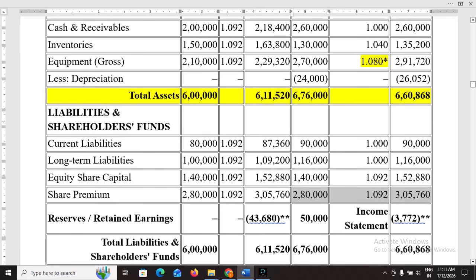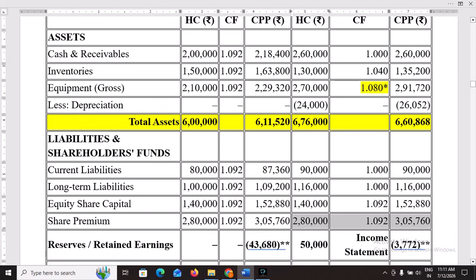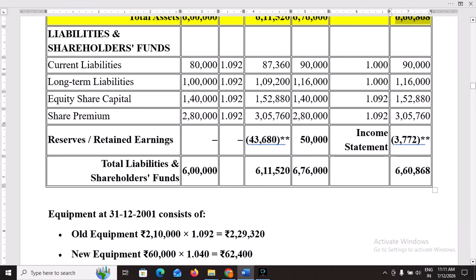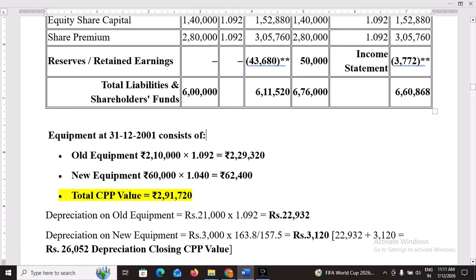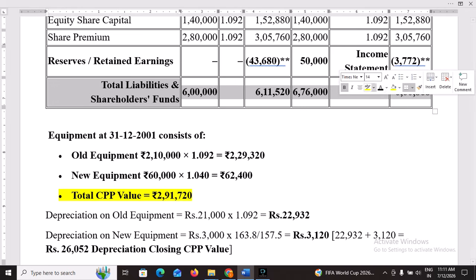Done. So now the same closing 6,60,868, minus all this, you will get 3,772. Done. This is the income statement, this is reserves and surplus. This is the calculation pattern of this problem.